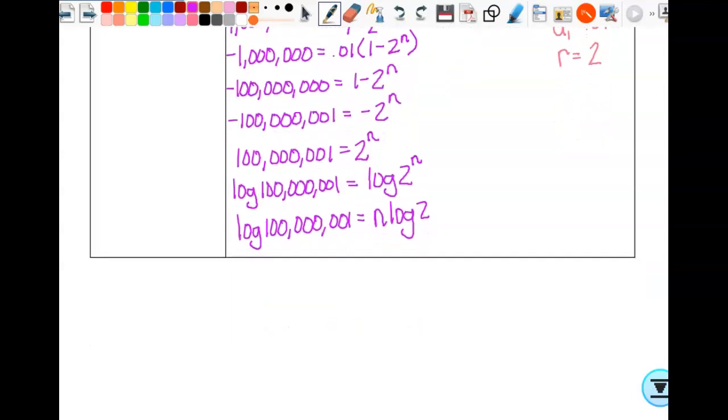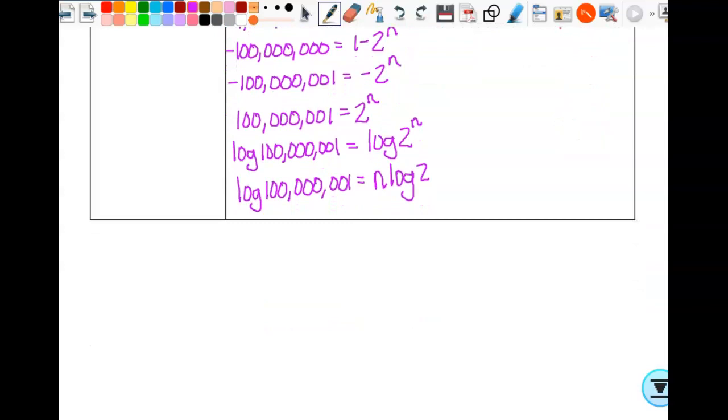So now, what do I do to get n by itself? Don't push buttons yet. Divide by the log of 2. So I get the log of 100 million and 1, no pushing buttons yet, divided by the log of 2 equals n.